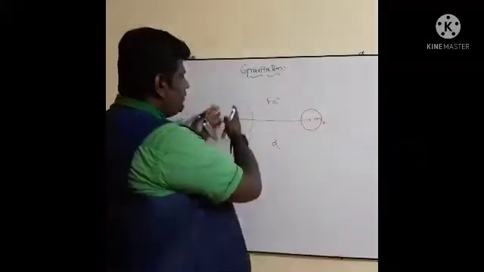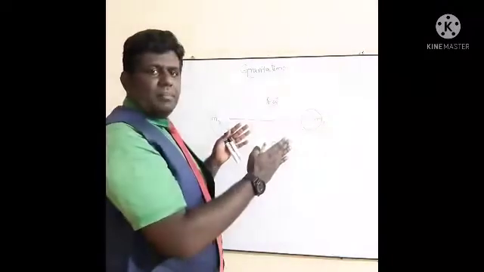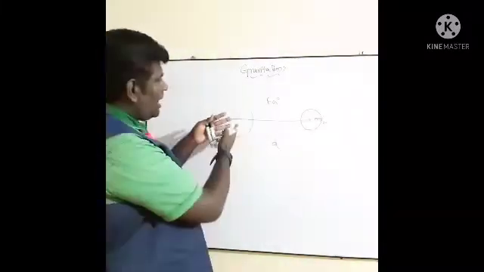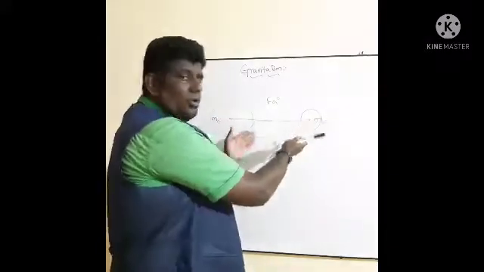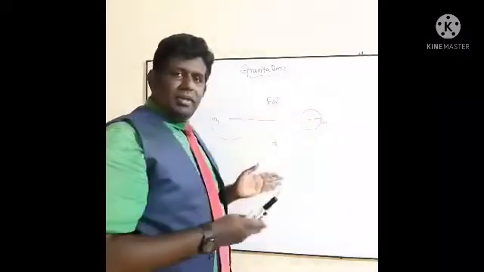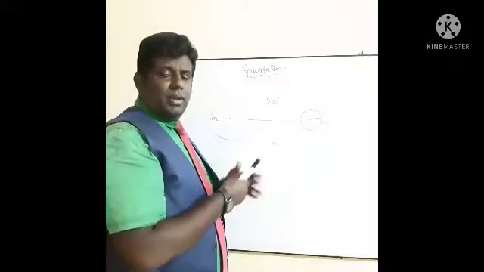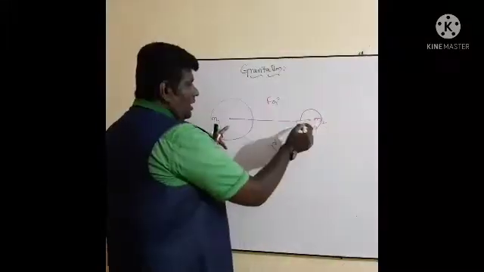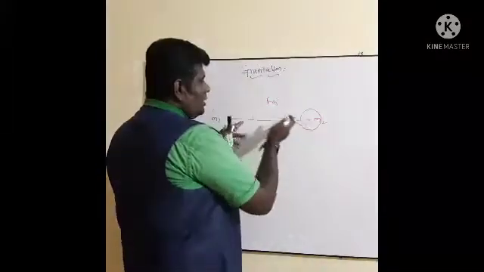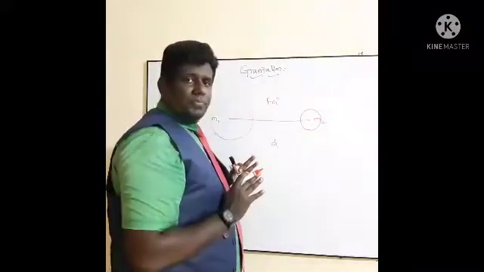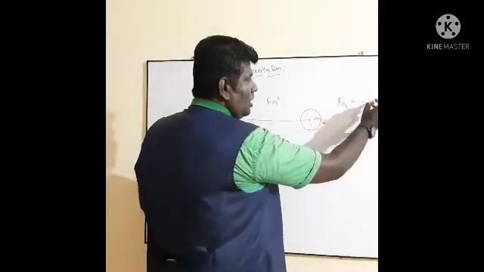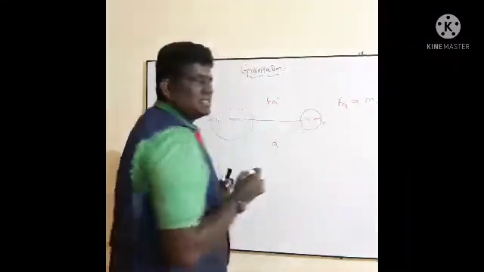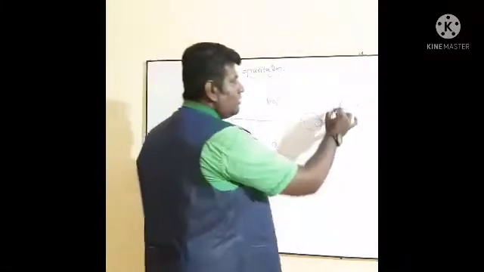Because if the masses increase, what happens? The force between these two will also increase. Therefore, the product of masses will be directly proportional to gravitational force. Gravitational force is directly proportional to the product of two masses. This will be your first equation.